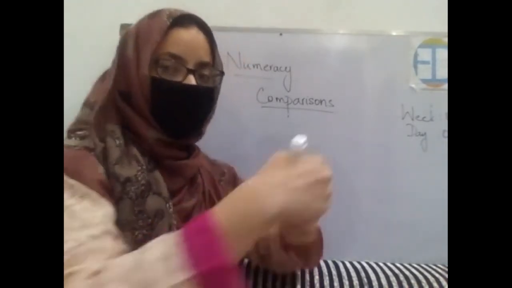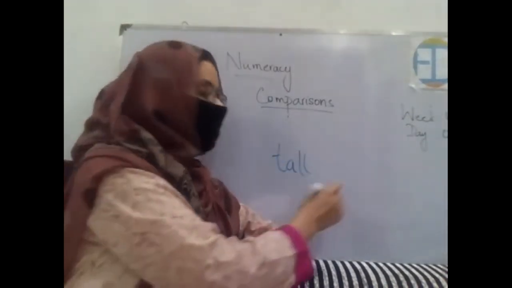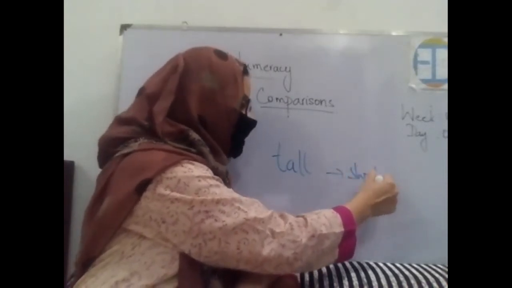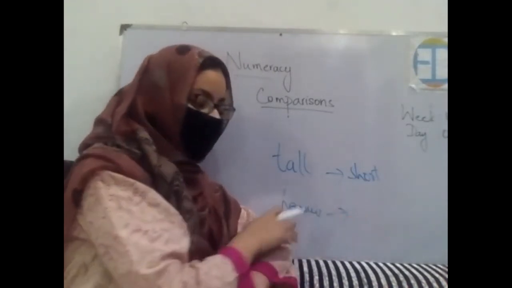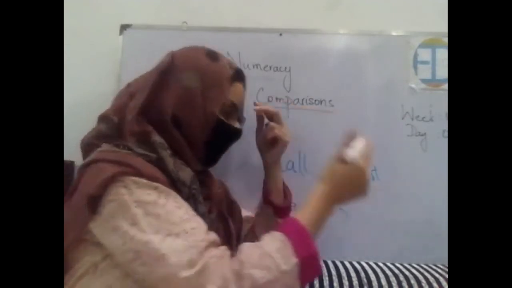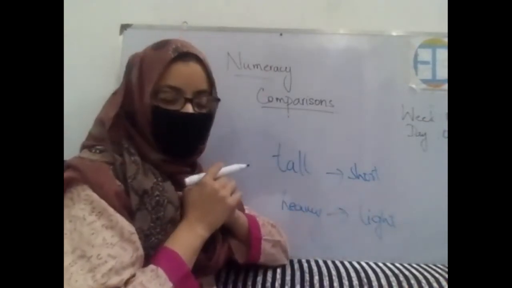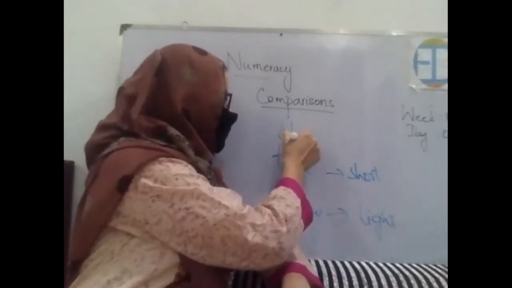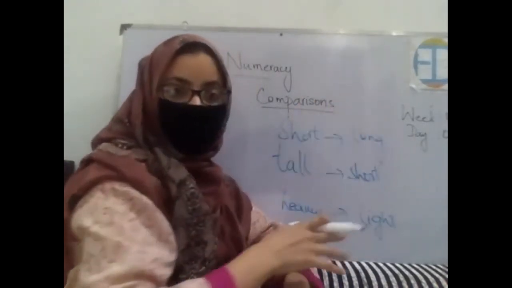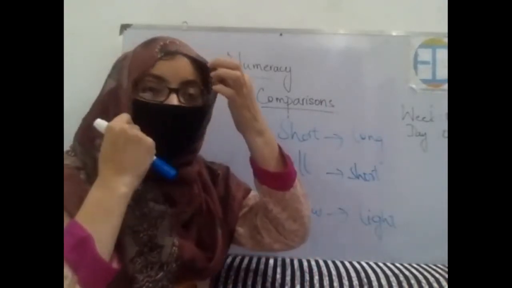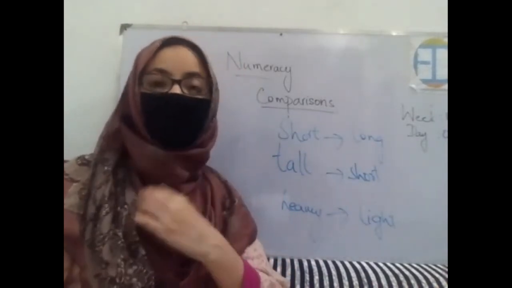Very well done. So, who is going to tell me the opposite of tall? The opposite of tall is short. Very well done. What is the opposite of heavy? The opposite of heavy is light. Very well done. Who is going to tell me the opposite of short? The opposite of short is long. Very well done. So these were the opposites that we discussed. And why do we call them opposites? Because they are completely opposite of each other in terms of appearance.